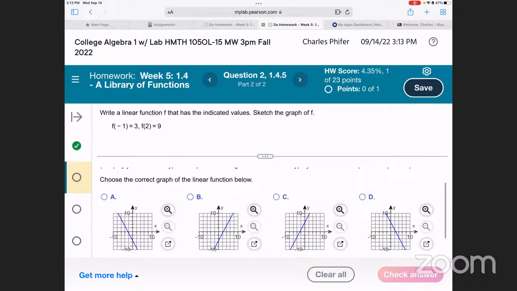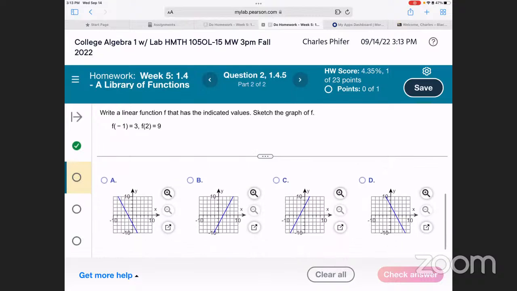So our y-intercept is 5 with the slope of 2. A has the wrong slope. It can't be A or D because those both have negative slope. And it can't be B because that has the wrong y-intercept. So it should be C.